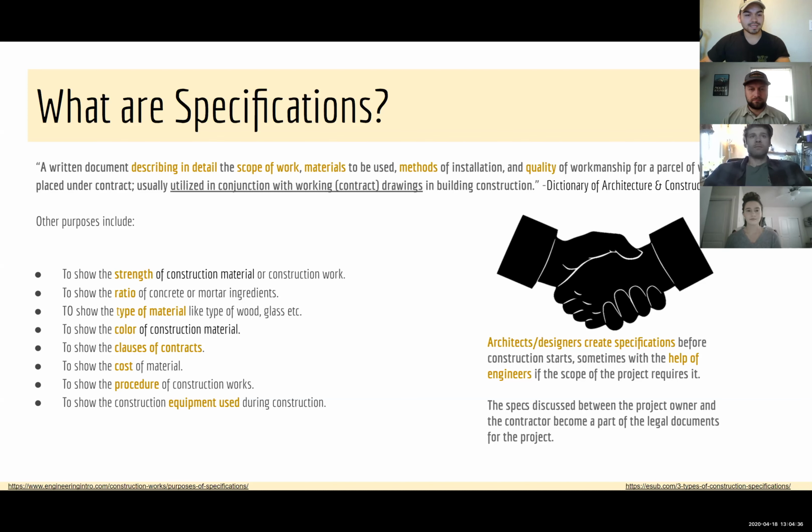Other purposes can include to show the strength of construction material, the ratio of concrete to mortar ingredients, type of material, like the type of wood, glass, etc., the color used, show clauses of contracts, cost of the material, the procedure of construction work, and the construction equipment used.